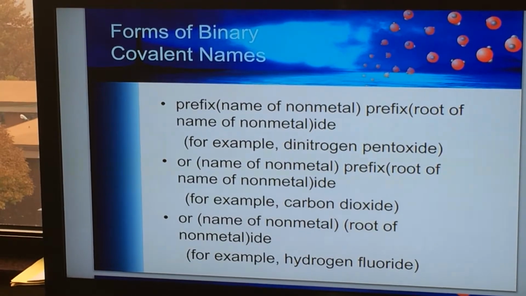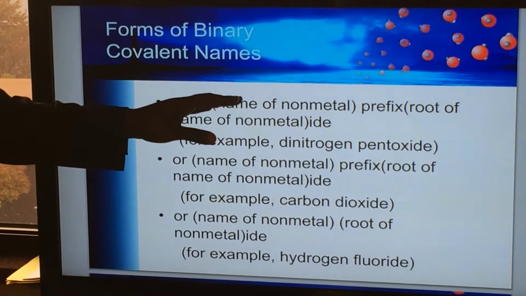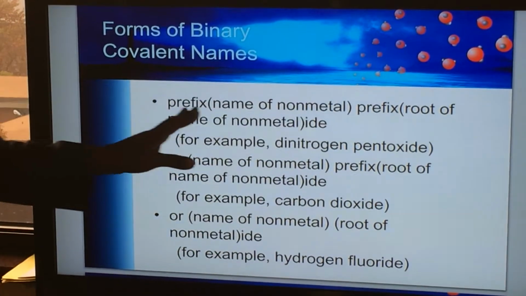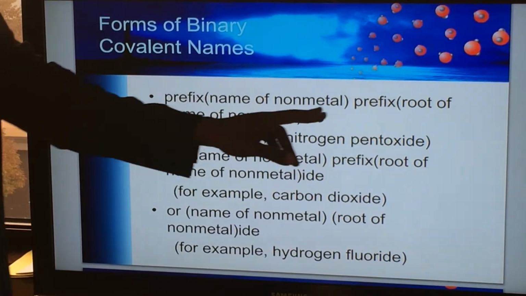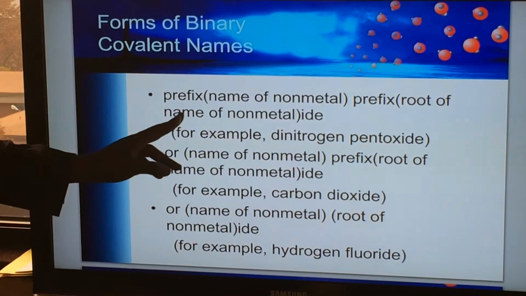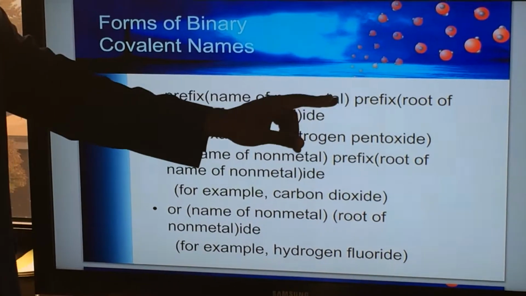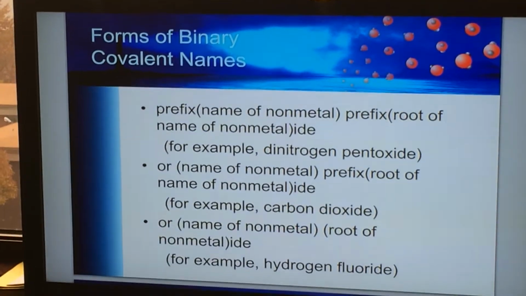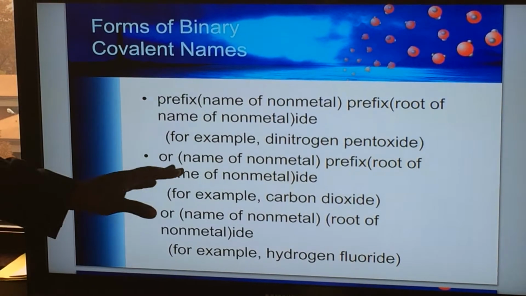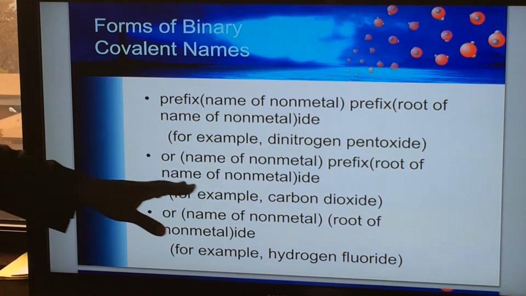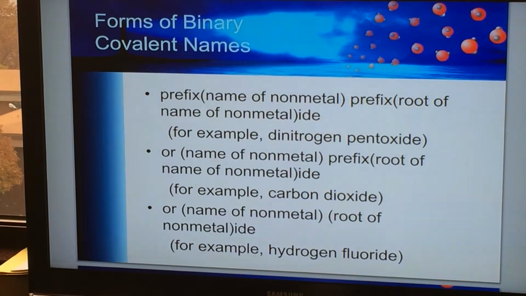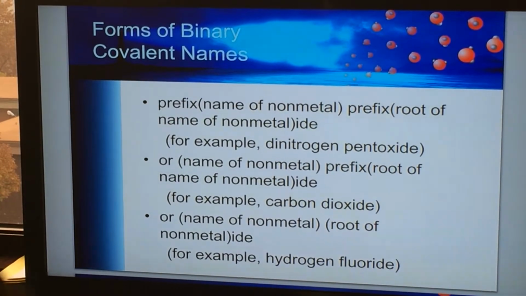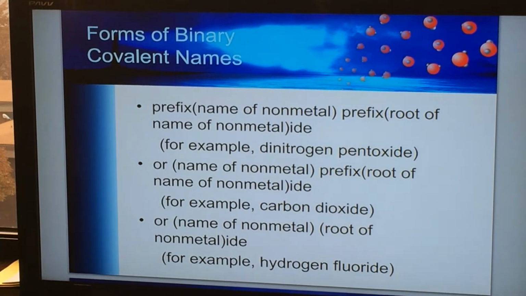So in this case, you would have a positively charged nonmetal, or it may not have a charge. And then you have a certain quantity that you indicate with the prefix. And for the nonmetal that's negative, you also have a prefix to indicate the quantity. For example, dinitrogen pentoxide. And the other option is to have the name of a nonmetal, the prefix of the root of a name of a nonmetal, and the suffix ide. So that example would be carbon dioxide. And, you know, they're saying the same thing like 3 times, right?